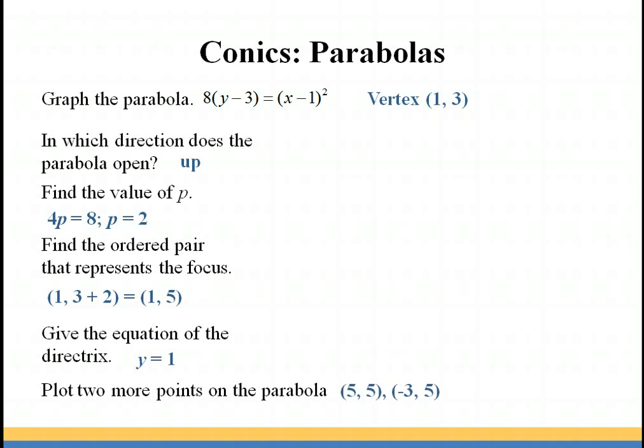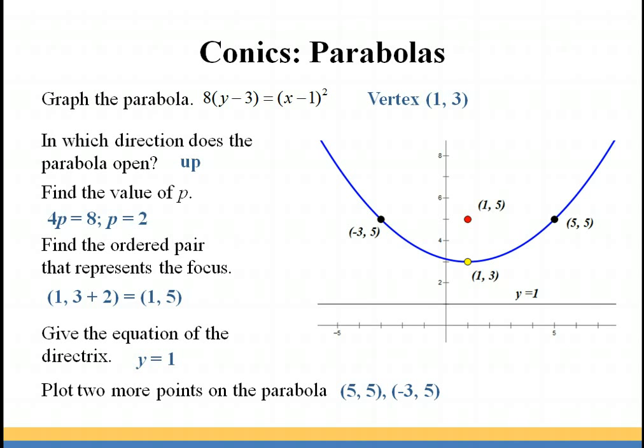And then we're going to plot 2 more points, and I found (5, 5) and (negative 3, 5). And now we can draw our parabola. Notice that our focal point is at (1, 5), which is inside the curve of the parabola, and our directrix is on the outside of the curve of the parabola. Both are 2 units away from the vertex.